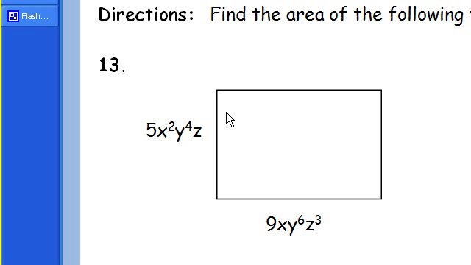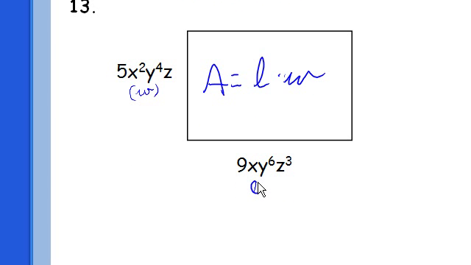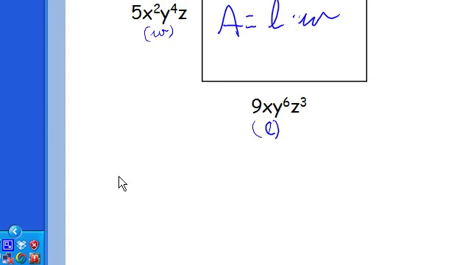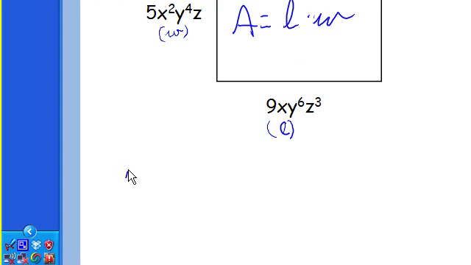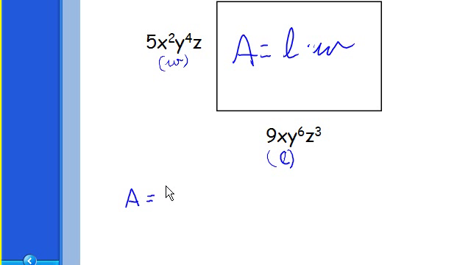Well, it looks like this is a rectangle, and we know that the area of a rectangle is length times width. We know that to be true. And it looks like we have a width right here of 5x squared y to the 4th times z, and a length right here of 9x y to the 6th z cubed. So it would stand to reason, to find the area, we simply multiply this width times this length. So let's write that out. Let's see what that looks like.